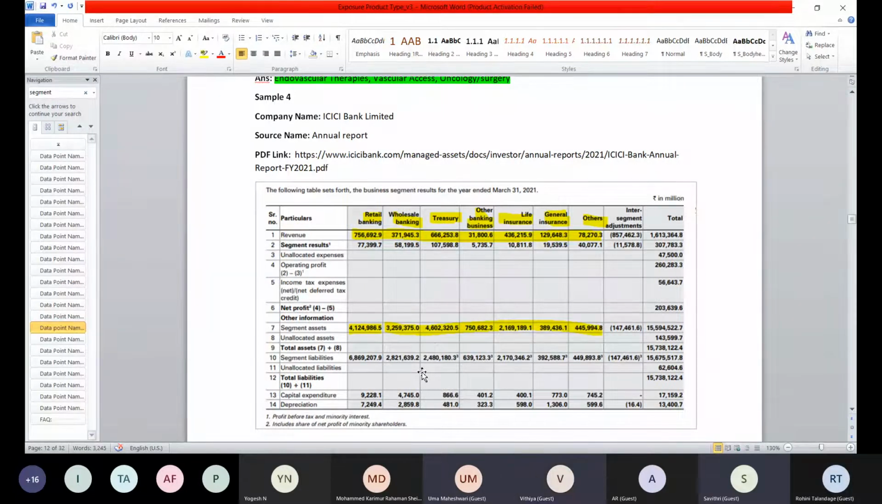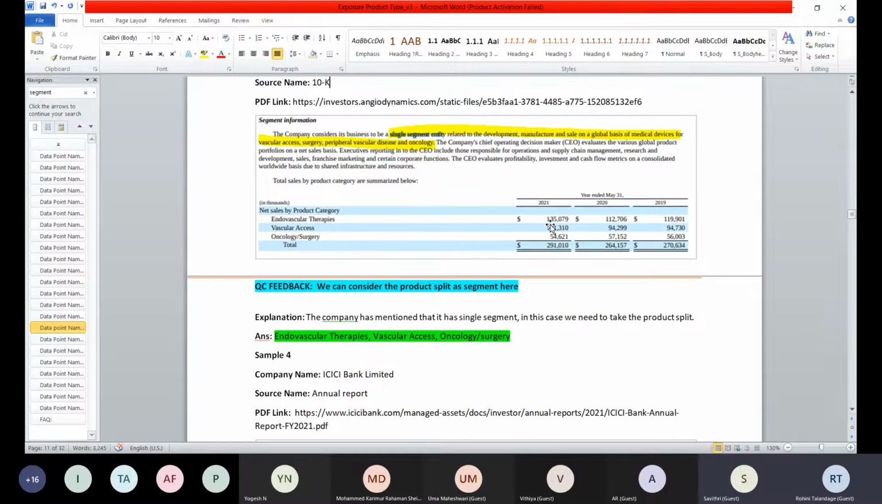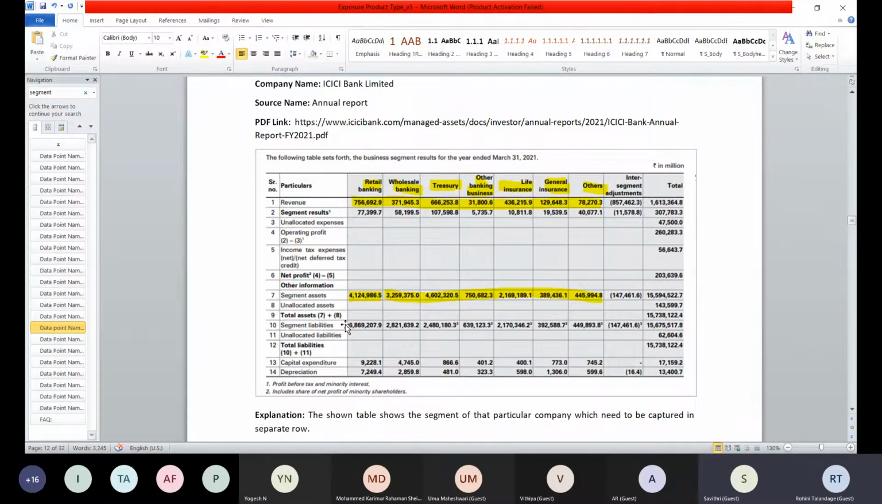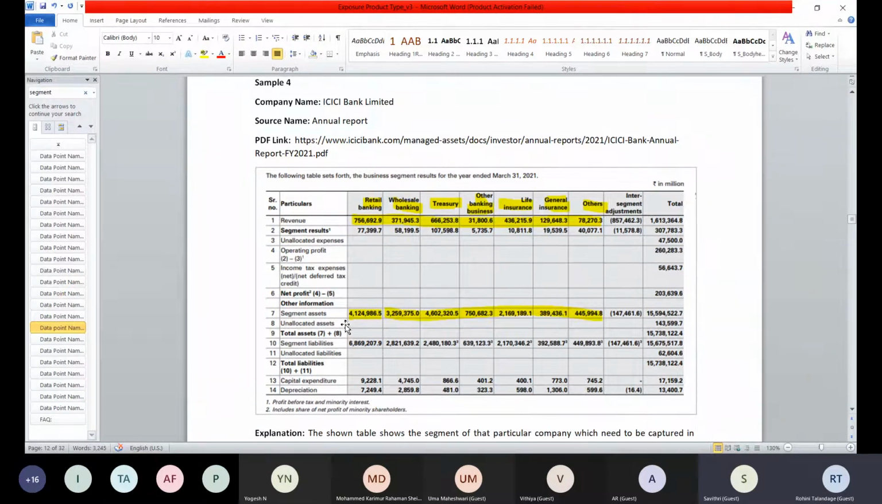When the company itself particularly mentions the product category and the details are given, we can take that product category detail. Only if they have given the revenue breakdown for each product category can we consider it. If they have not given it, then we cannot. So please remember this whenever you're processing any report.